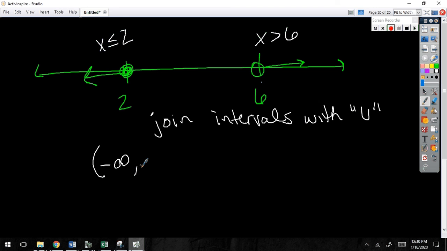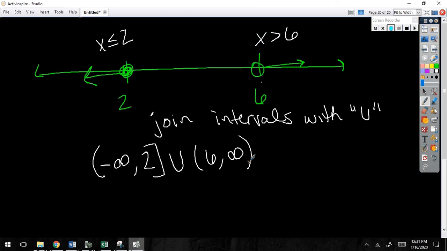-infinity up to what? 2, and it stops, right? It stops at 2, and it gets what? A bracket or a parenthesis? Bracket, because it includes it. And because there's another piece, I'm going to skip some area, so I'm going to put a U. And then I want to pick back up where? With a parenthesis at 6. That's exactly right. And then it goes up to what? Positive infinity. That's correct. Does that make sense to everybody? Everybody okay? I don't want to bore you if you understand how to do this.